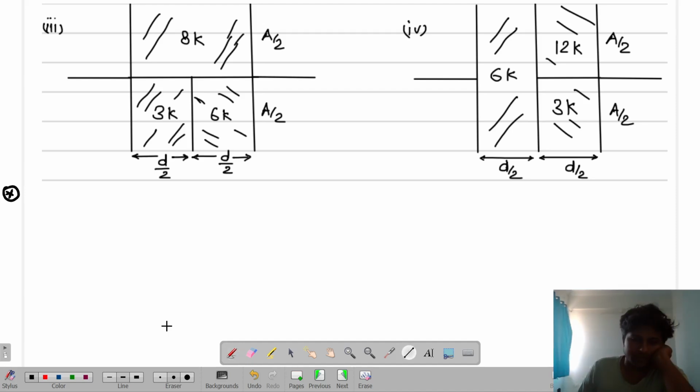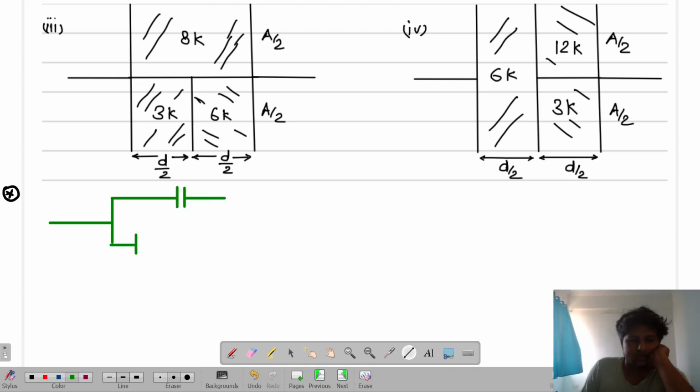Okay, the first one is, how many kinds of connection? These two are in series and this is in parallel, or not? So how will I draw? I will draw it like this: one capacitor is in parallel with the other two capacitors which are in series. Correct? So you got your answer.